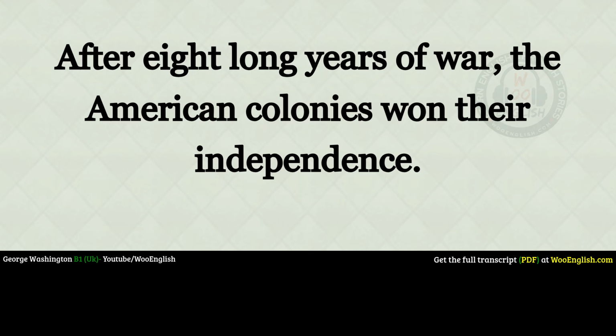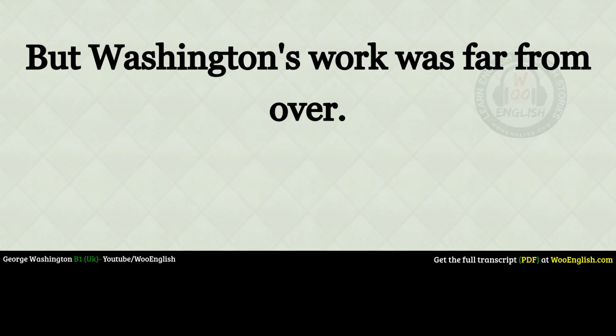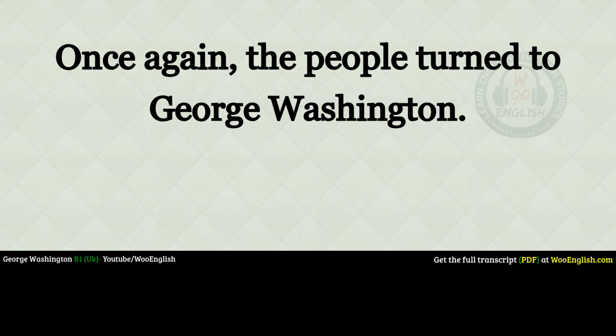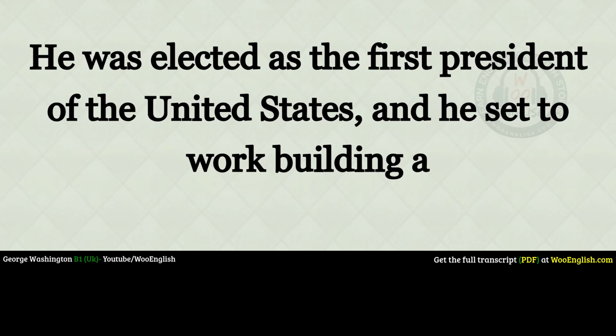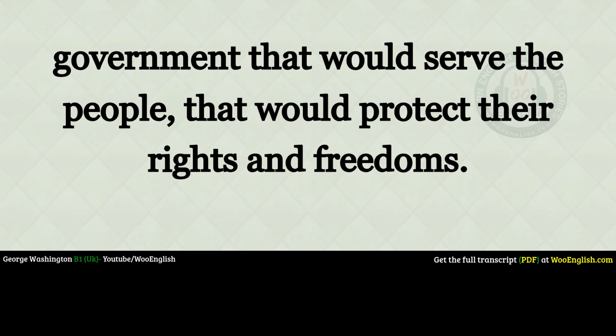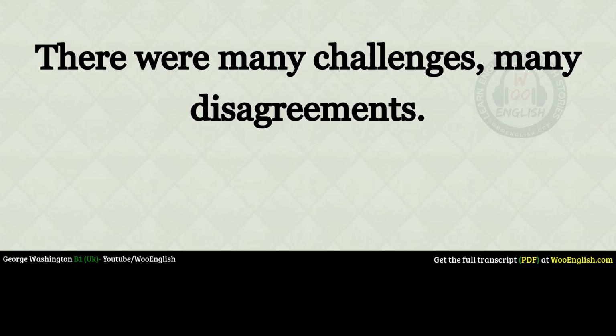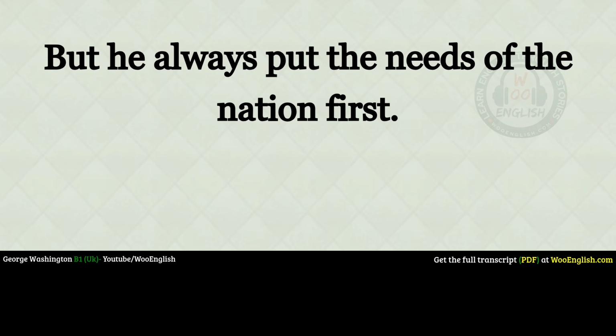After 8 long years of war, the American colonies won their independence. But Washington's work was far from over. The new nation was fragile, divided, and in desperate need of strong leadership. Once again, the people turned to George Washington. He was elected as the first president of the United States, and he set to work building a government that would serve the people, that would protect their rights and freedoms. Washington's presidency was not easy. There were many challenges, many disagreements, but he always put the needs of the nation first.